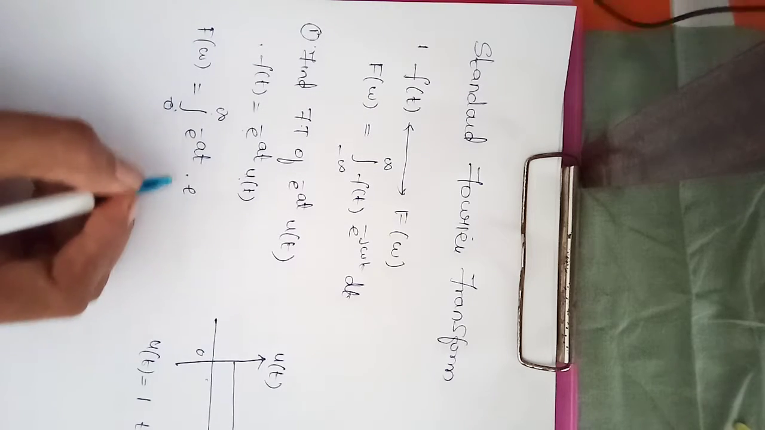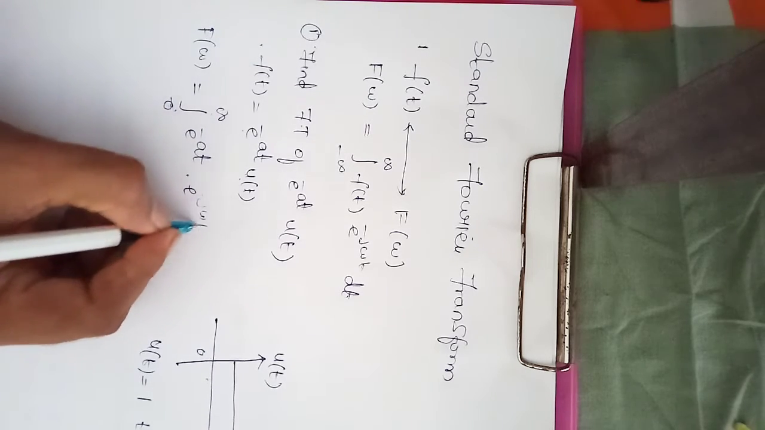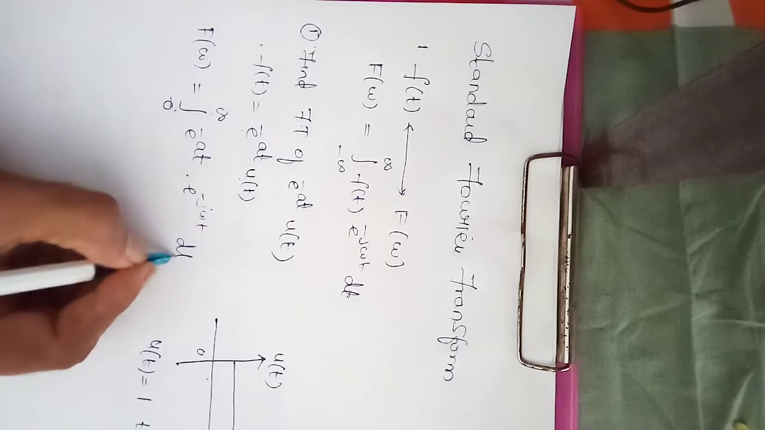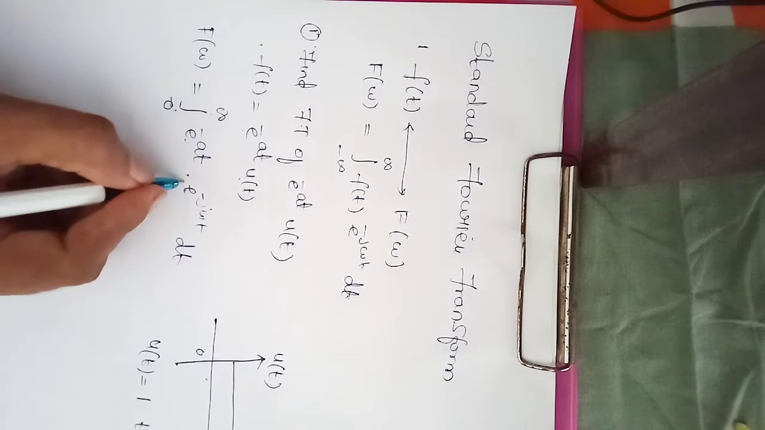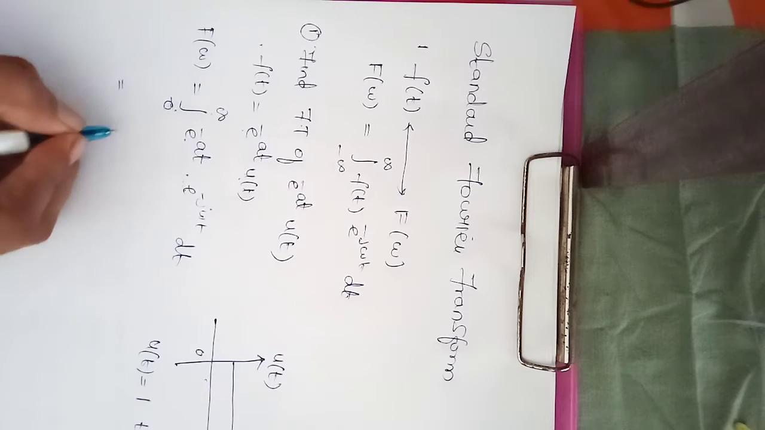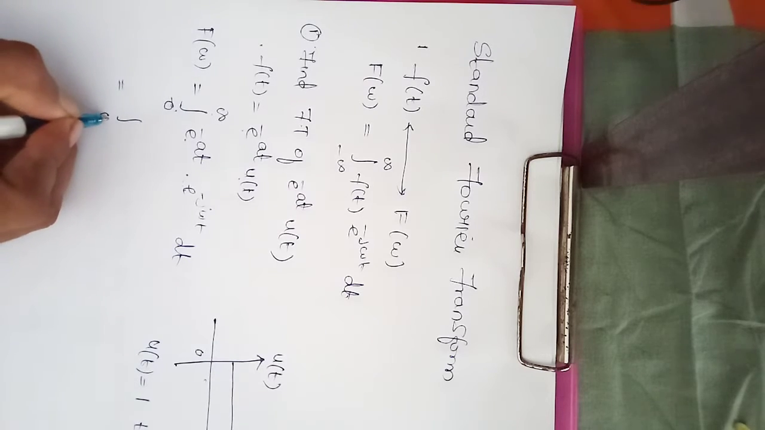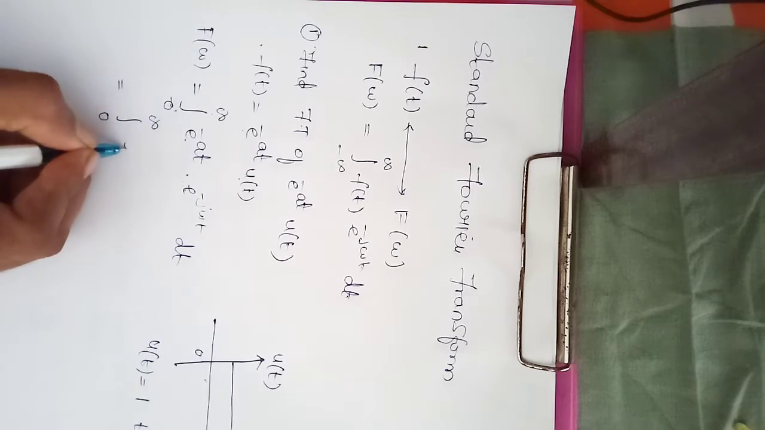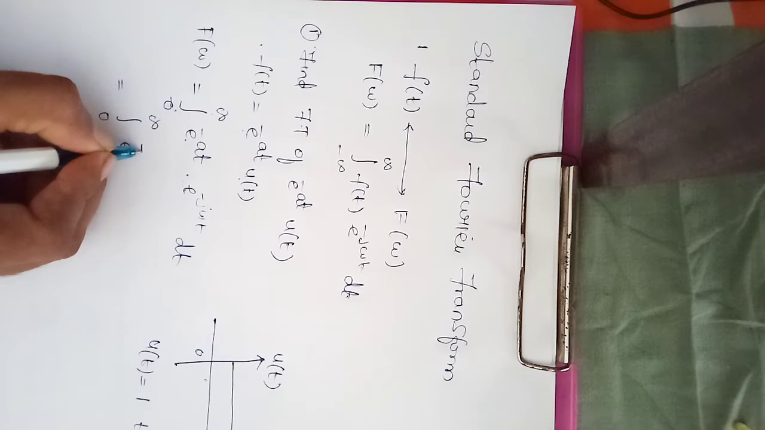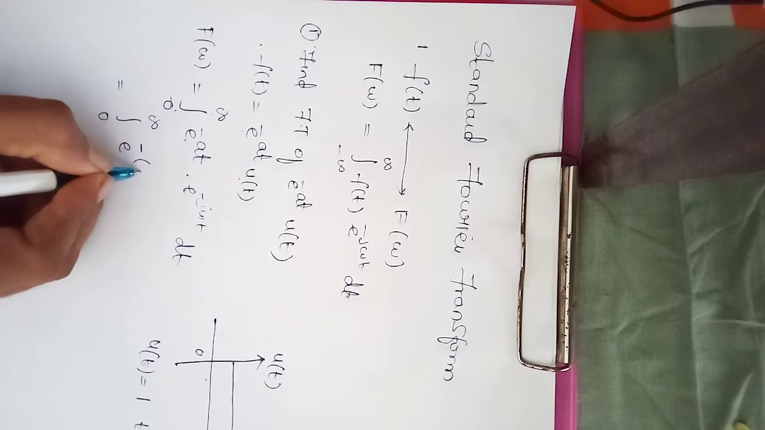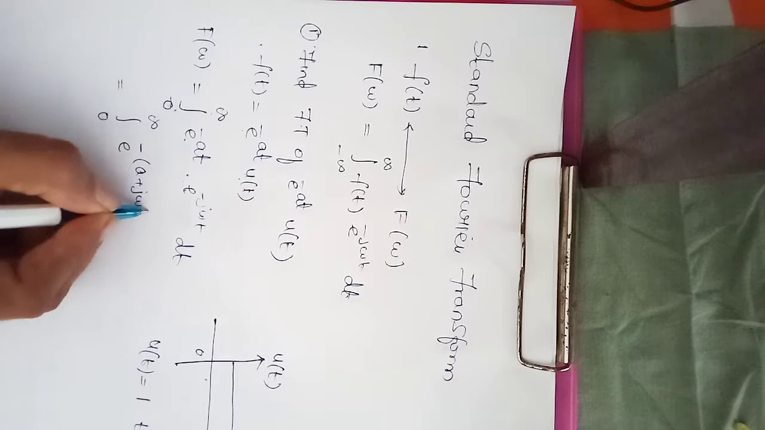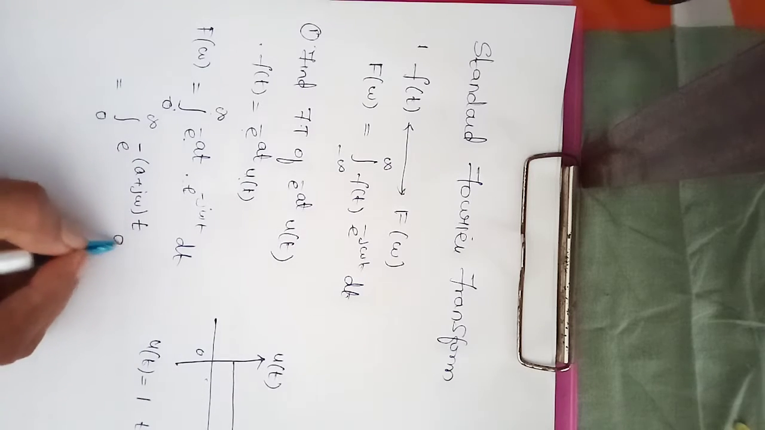And what is the formula? e power minus j omega t dt. Now you have both the functions as e, so I can take this as common. So integration from 0 to infinity, e, I have taken the minus common, so I'll be getting a plus j omega, and t also I have taken common, dt.